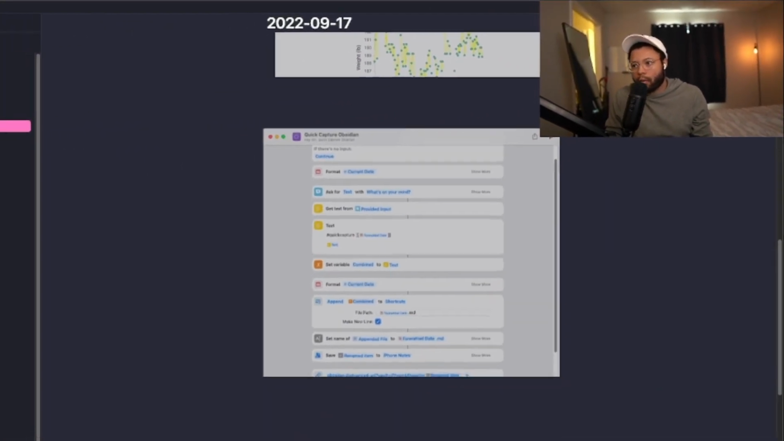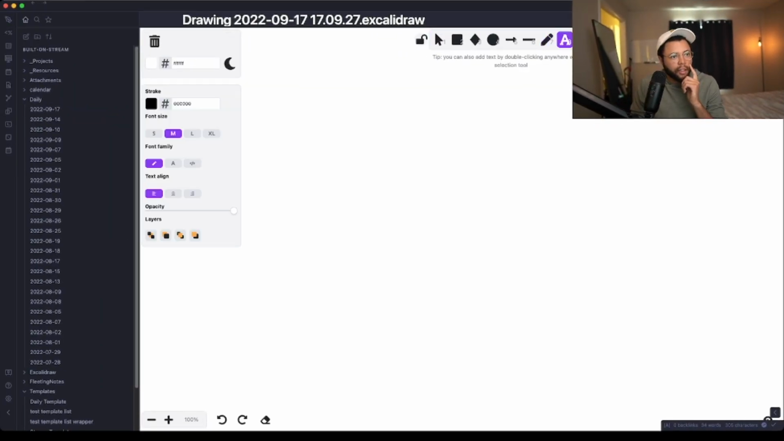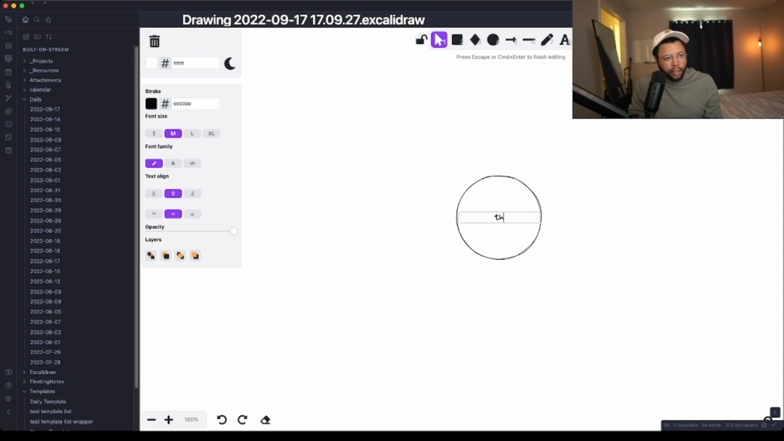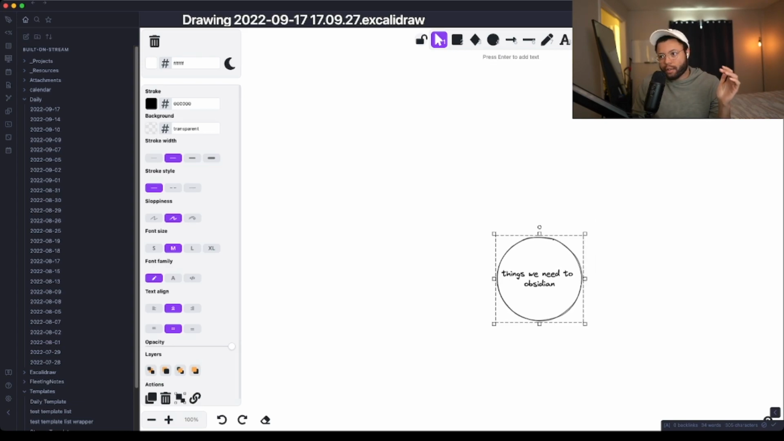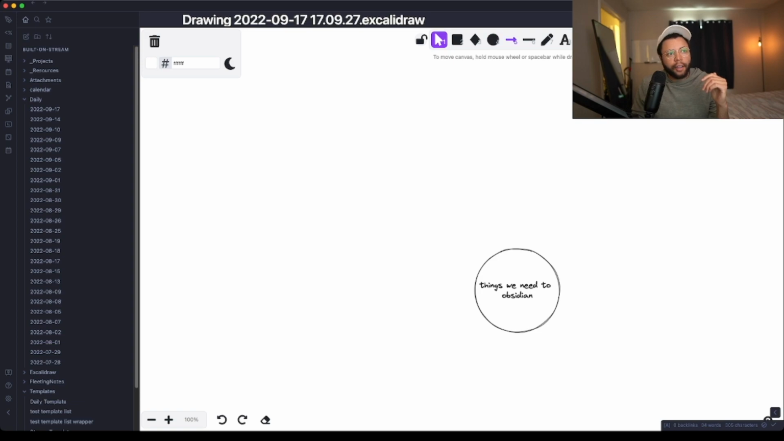Actually, let's just draw this out real quick. So let's say that this is our root node, and this is like the things we need to Obsidian. So what do we think that we might need to Obsidian is the question that we're trying to answer here, right? So I think that we can start off by thinking about how notes go into our system.